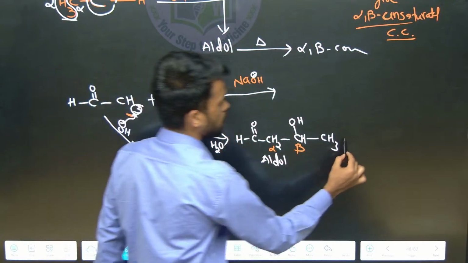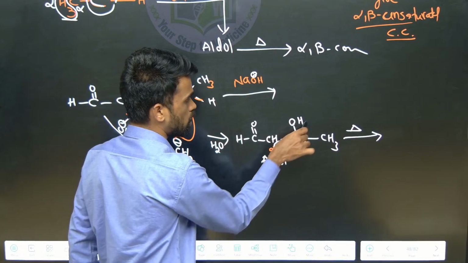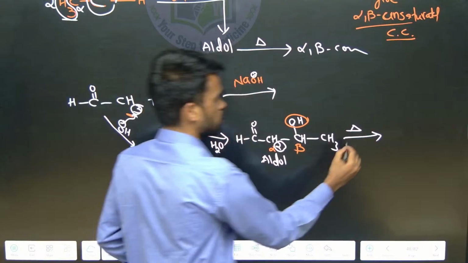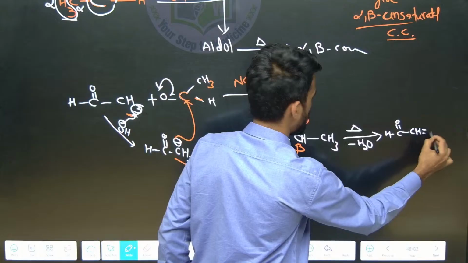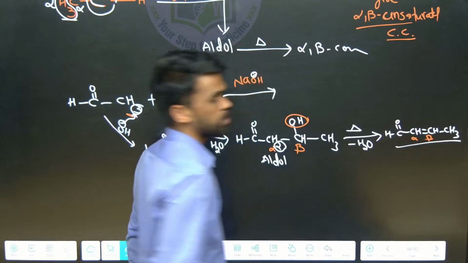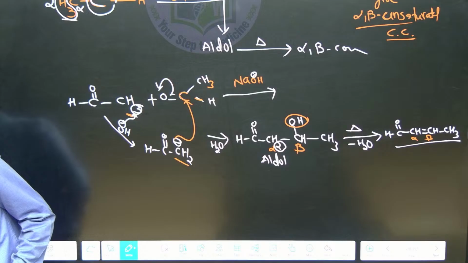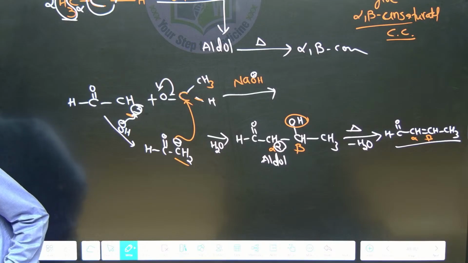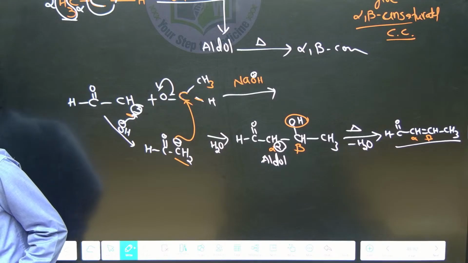So this aldol upon heating, what happens? Again we have acidic protons, so one more acidic proton and this OH removed as water, and we will get an HCO CH double bond CH CH3 product. So here an alpha beta unsaturated product is formed. Is this clear guys? Whatever we discussed, is that clear or not? If it is clear, please mention clear in the chat box.